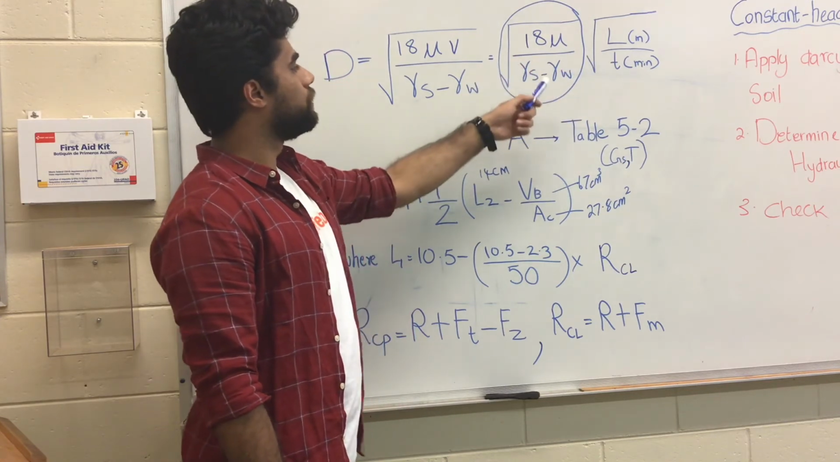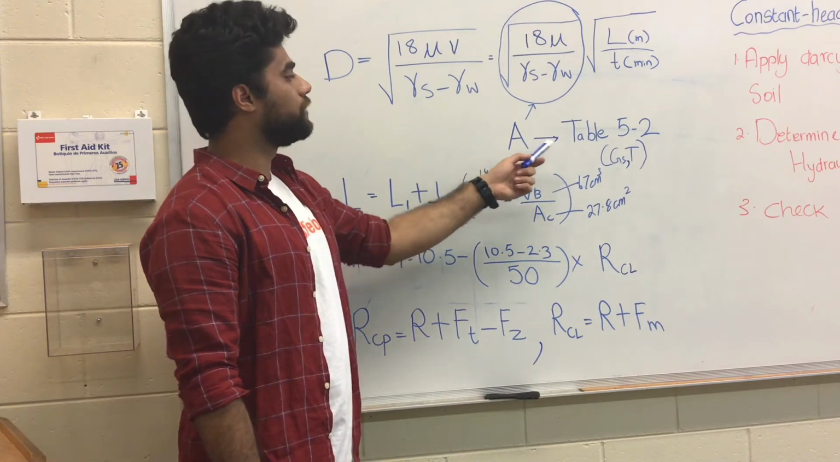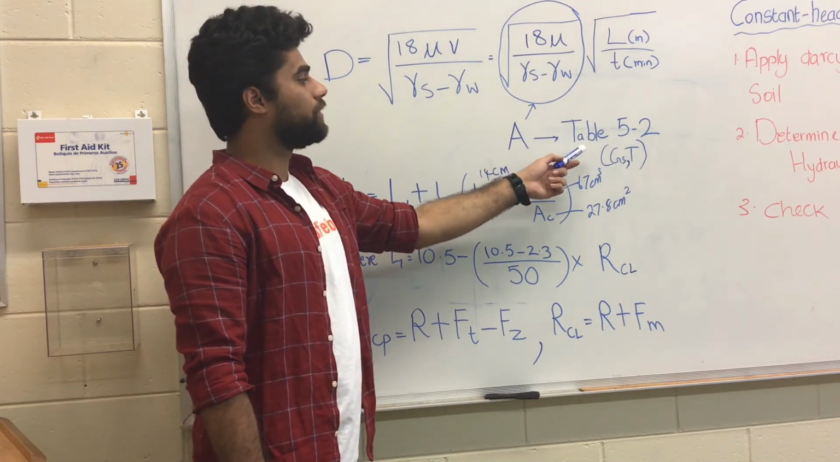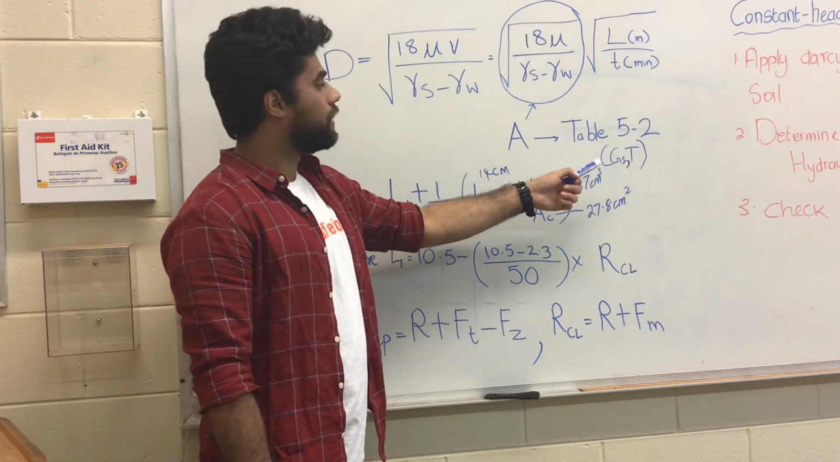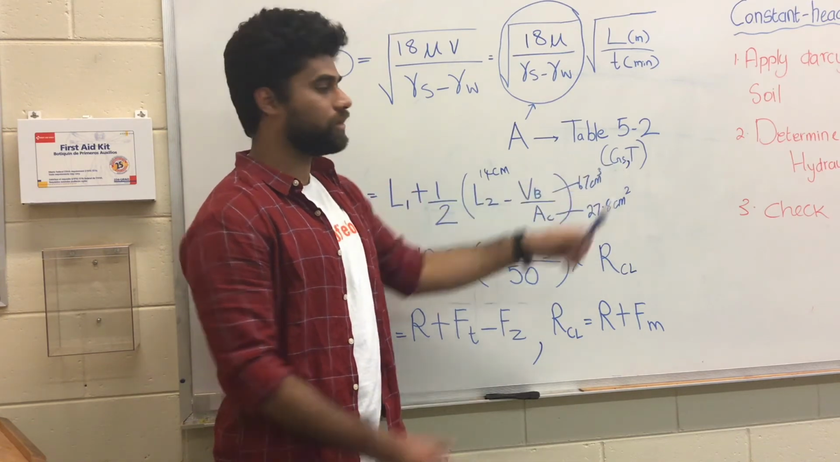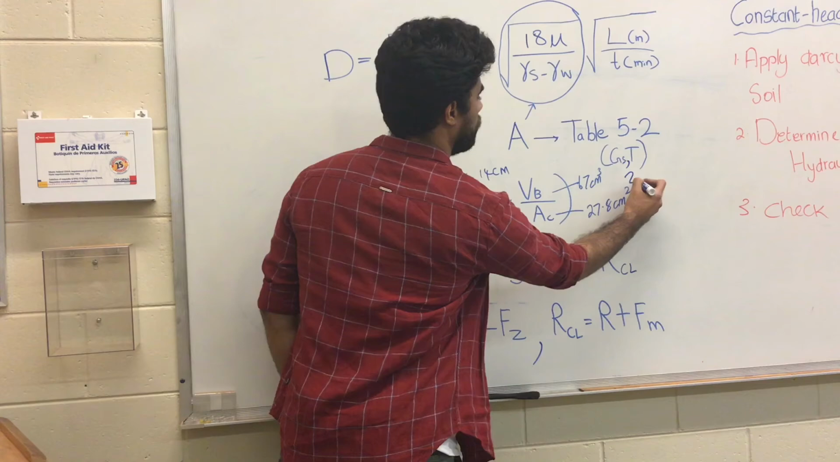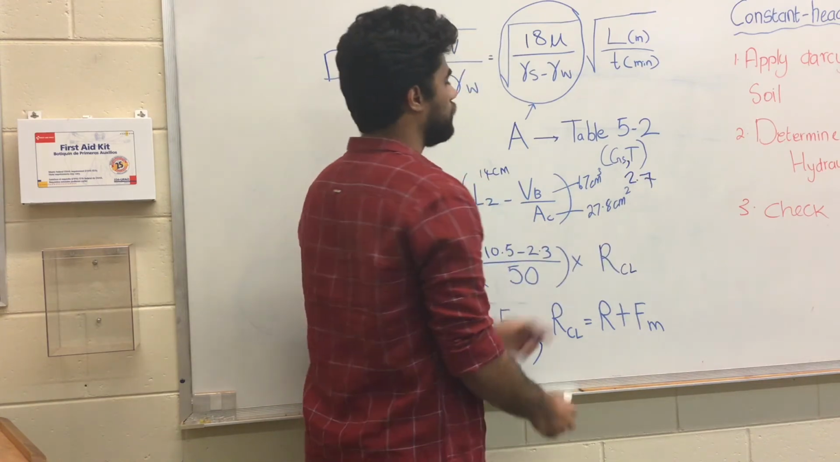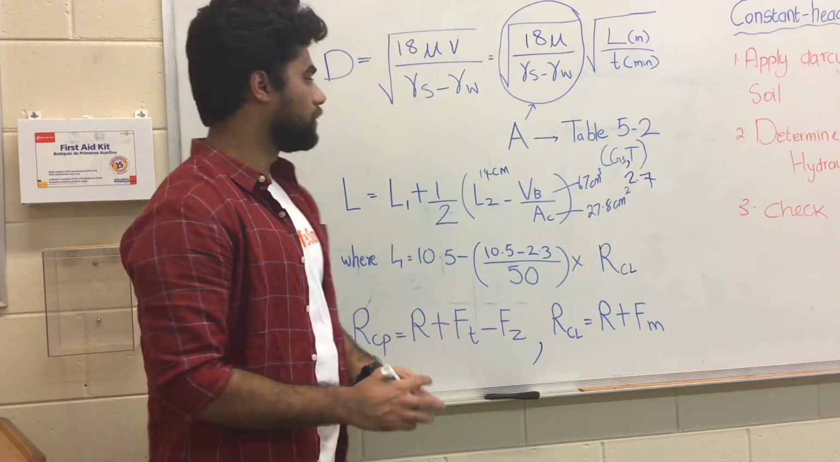This first term is denoted by A, which can be calculated from table 5.2, which is in your manual, and you will need the specific gravity of the soil. You can take it as 2.7, and then the temperature of the water.